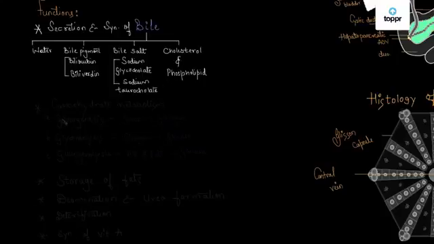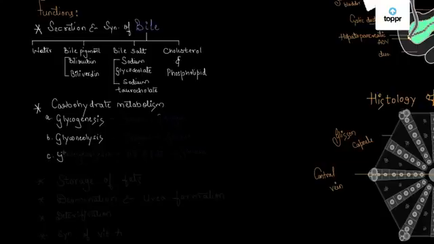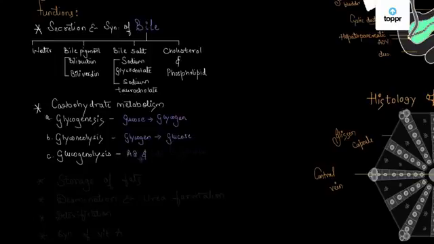Next, we see the function of the liver as carbohydrate metabolism. This is again one of the most important functions of the liver, wherein we will see three processes. The first process is glycogenesis, the second is glycogenolysis, and the third is gluconeogenesis. Of course, the names sound a little tricky, but their meanings are pretty simple. Glycogenesis means the conversion of glucose into glycogen. Similarly, glycogenolysis means the conversion of glycogen into glucose, and lastly, gluconeogenesis is the conversion of excess amino acids and fats into glucose.